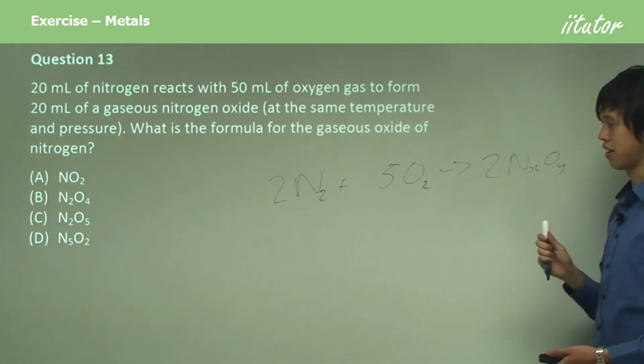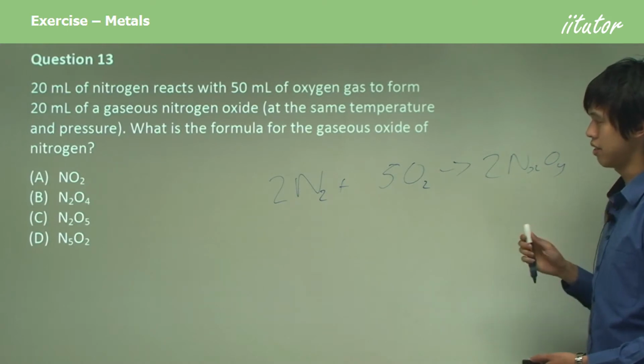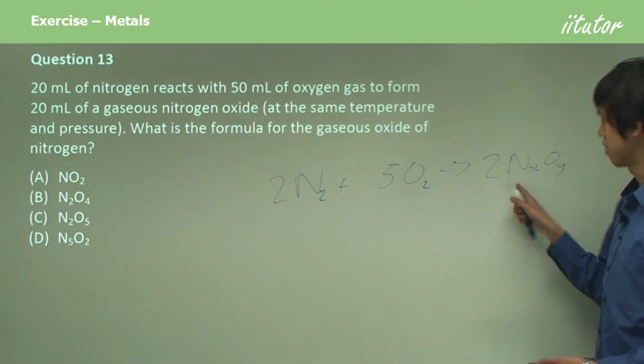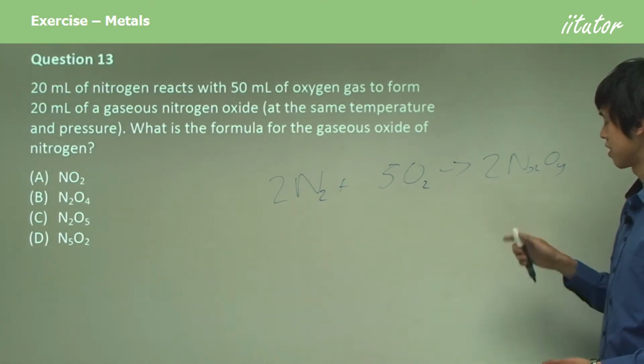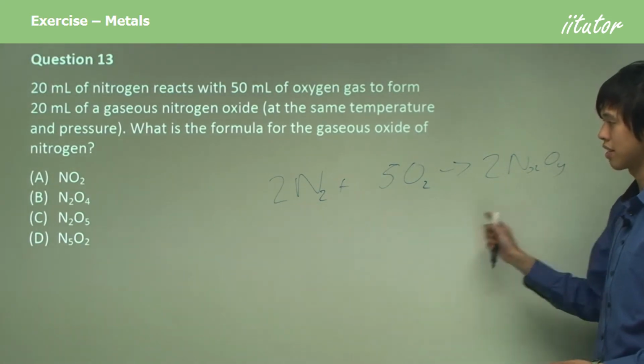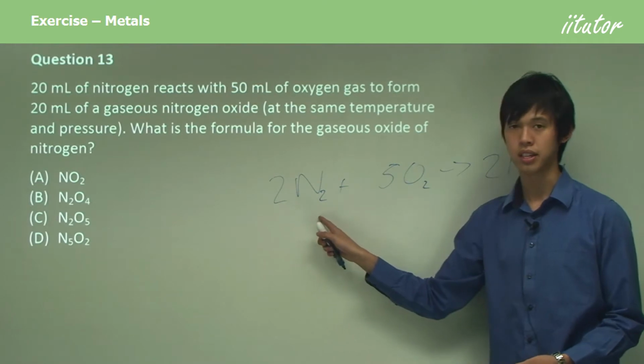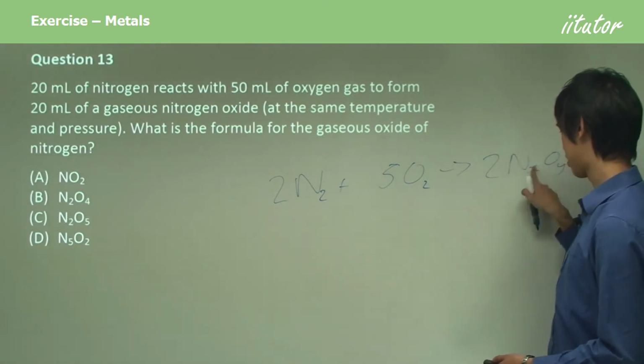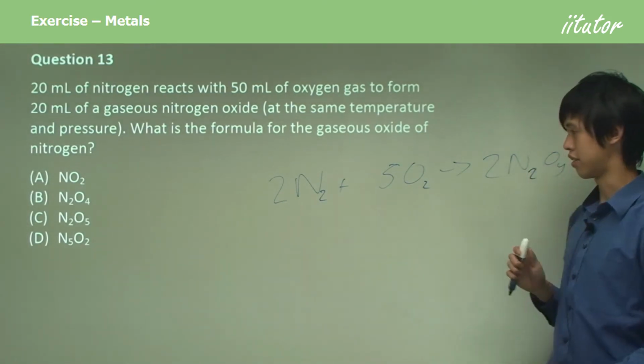Okay, so we need to figure out what's going on here. So how do we do this? We know that the number of nitrogen molecules is going to be the same as here. So the number of these nitrogen oxide molecules has to be the same as here, number of moles, okay? Which means that there must be 2 oxygens there.